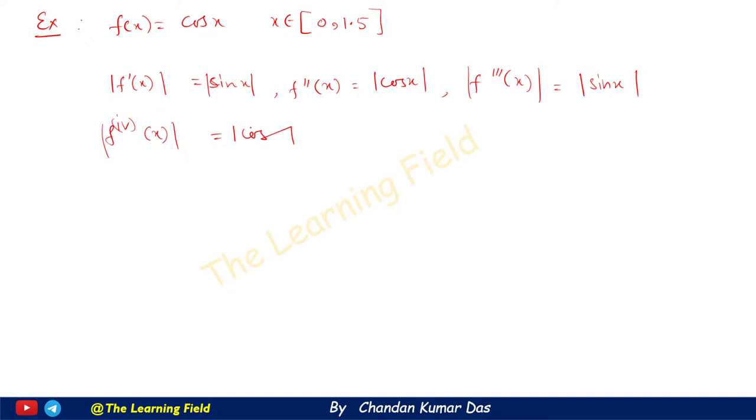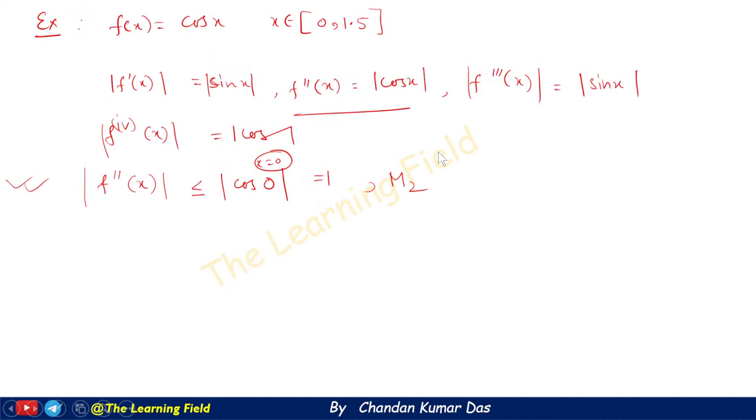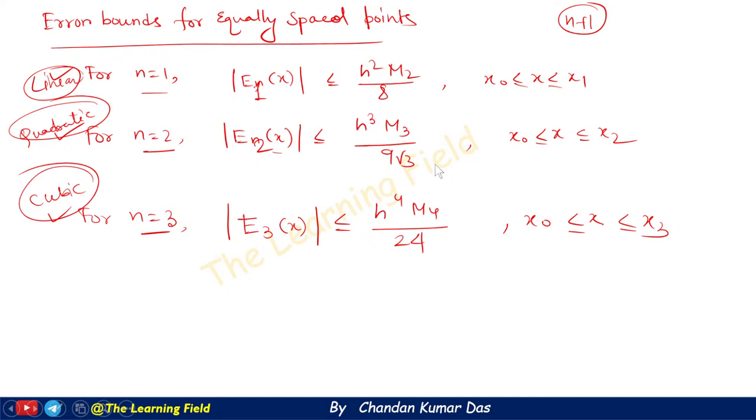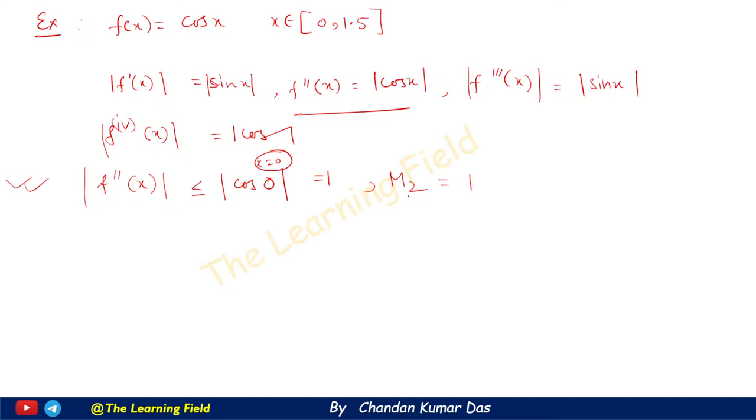Now mod of f double dash x is less than or equal to cos of 0, because the highest value of cos is 1, and at the point x equal to 0 it occurs. That means this is less than or equal to 1. Since this is for the linear polynomial, M2 is equal to 1. The upper bound is M2.